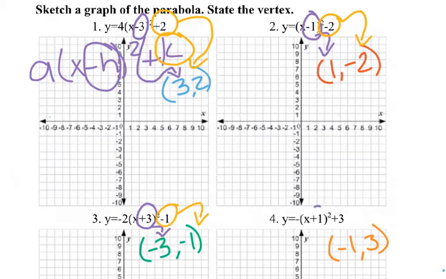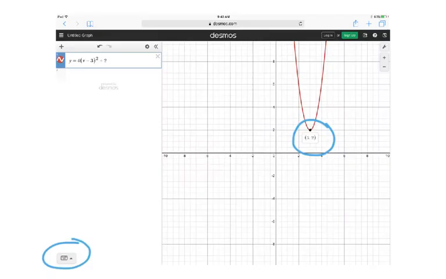The opposite number in the parentheses is my x coordinate. The last number is my y coordinate. So that's the whole idea behind vertex form. If you had the equation, you don't even need to graph it because you can figure out what the vertex is instantly. And that's why you have these different forms.